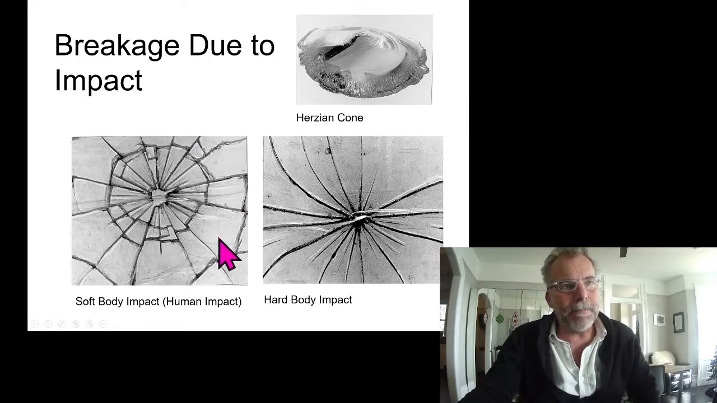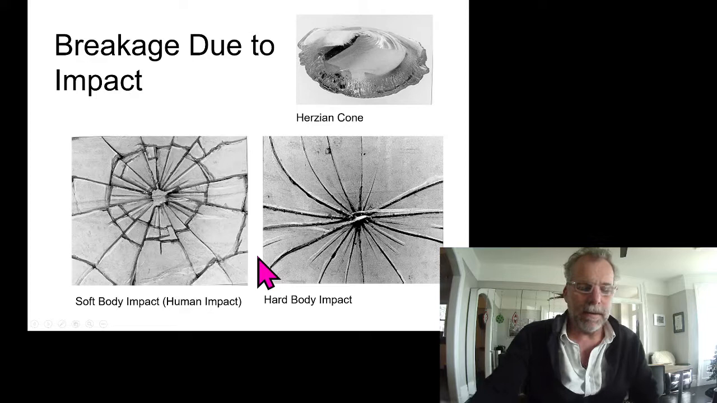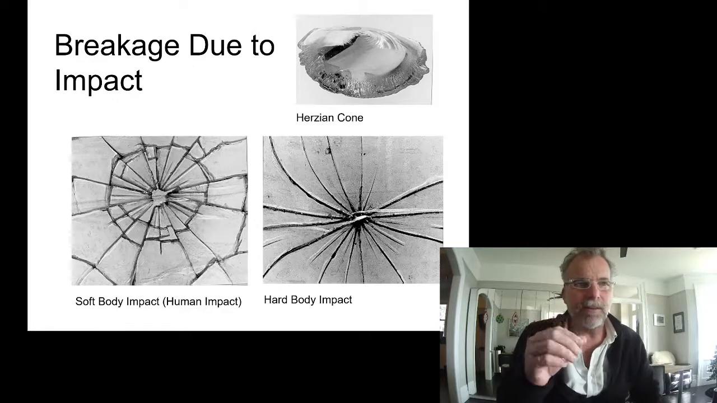Soft body impact. Again, you look at this radial crack pattern like this and an annular crack pattern. Hard body impact typically is typified by just the radial crack pattern because it's just energy, it's not force in a way.